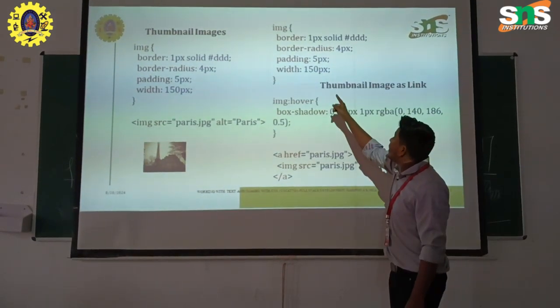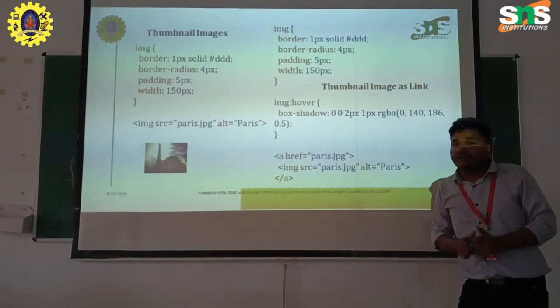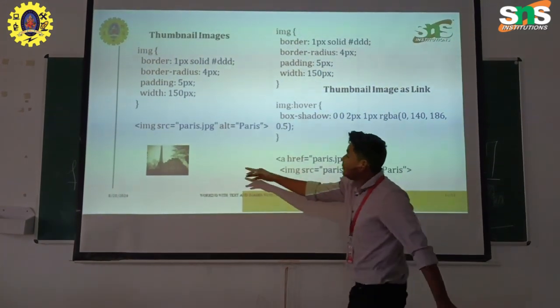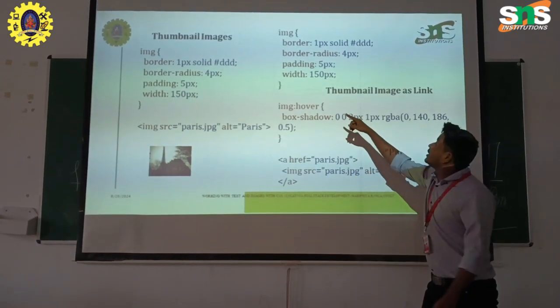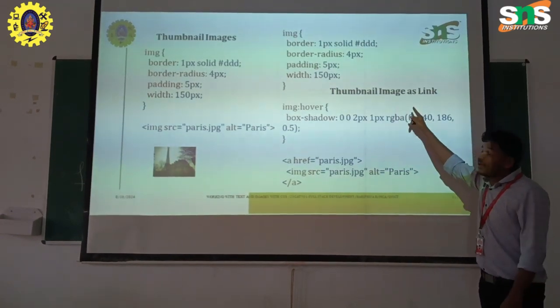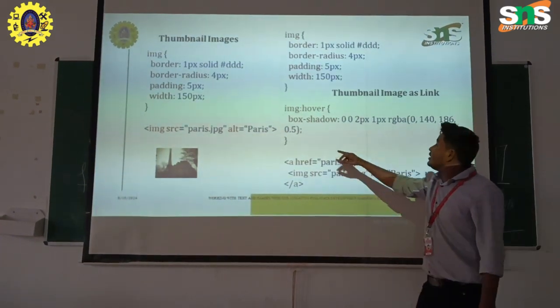Then we are giving padding of 5px. The padding will be 5px, which limits the distance around the image here. Next, for width, we are giving 150px. After completing this, we are giving the thumbnail image as a link. Further, we are giving the image hover.